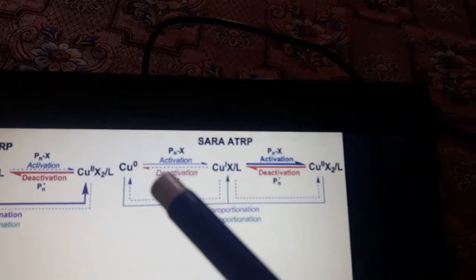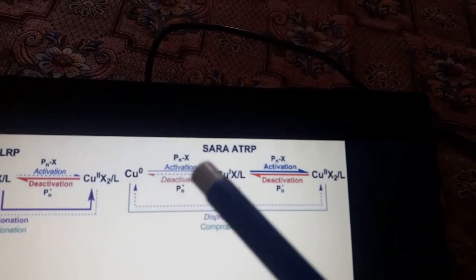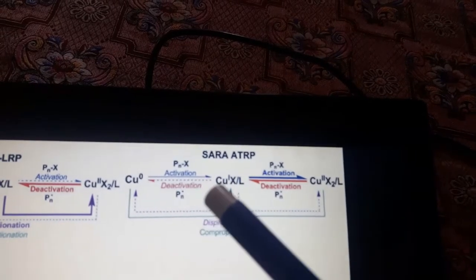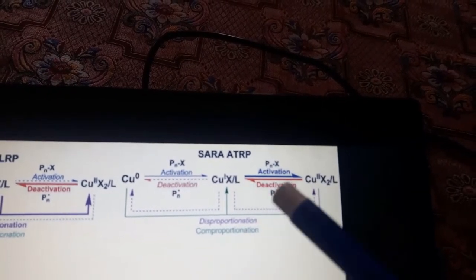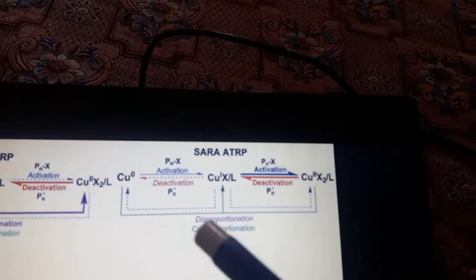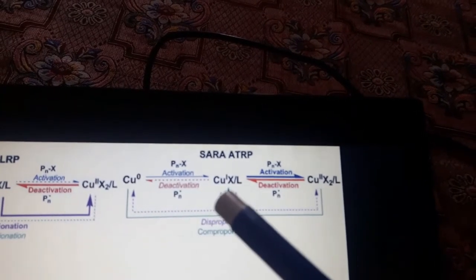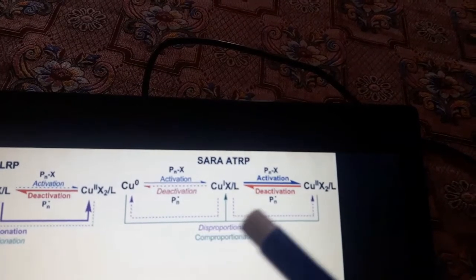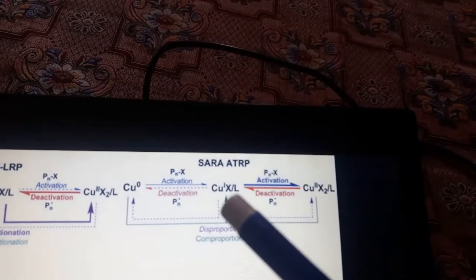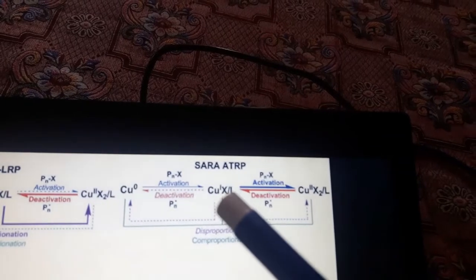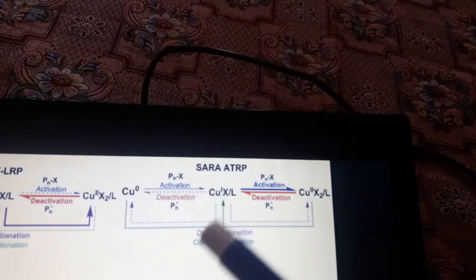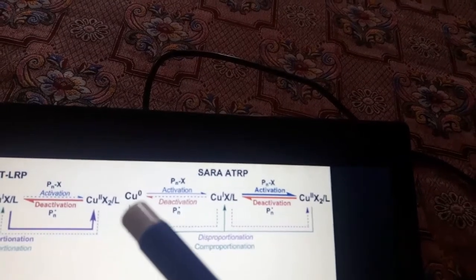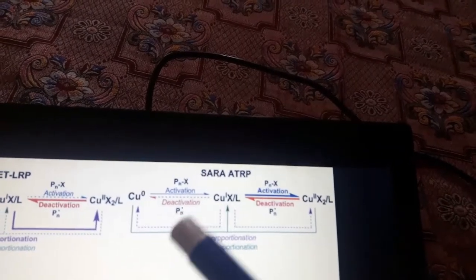You can see here activation is also done by this copper wire, copper in the zero oxidation state, but this is minor, and similarly this deactivation is also major. But you can see the disproportionation is shown by this dashed line, which is the minor contribution, that is, the same species is converted to different oxidation states. So this is some kind of equilibrium.